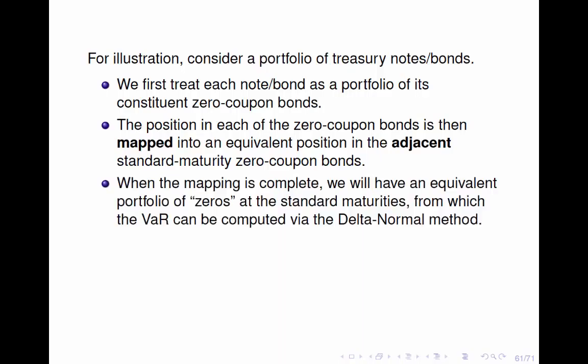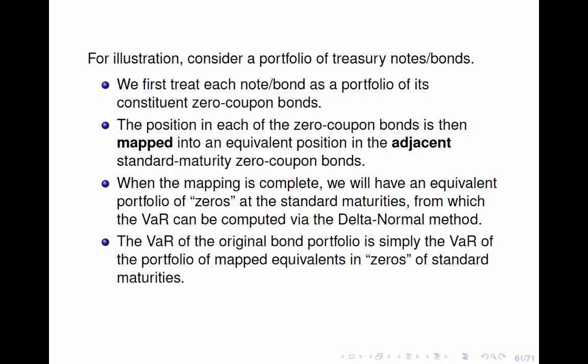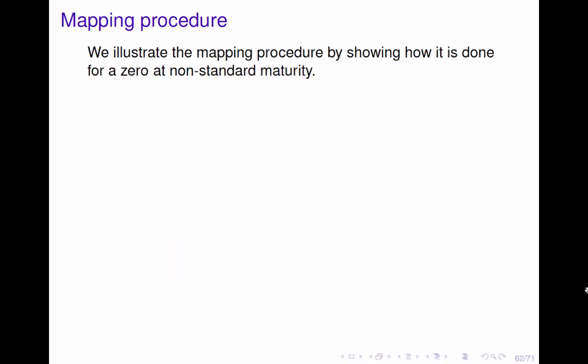When the mapping is complete, we will have an equivalent portfolio of zeros at the standard maturities, from which the VAR can be computed via the delta normal method. Then, the VAR of the original bond portfolio is simply the VAR of the portfolio of mapped equivalents in zeros of standard maturities. In the following, we will illustrate the mapping procedure by showing how it is done for a zero of non-standard maturity.